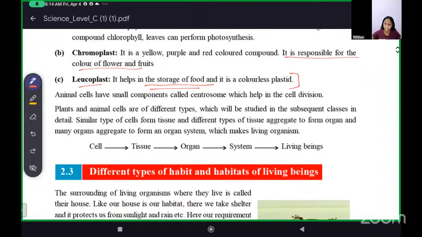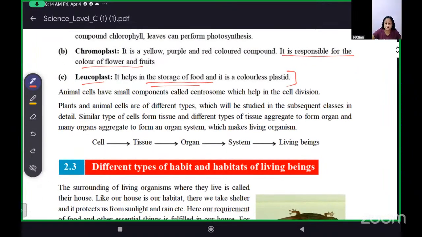Okay, now animal cells have small components known as centrosomes which help in division of cell. We know that in humans, cells can be divided. Okay, division of cells can take place. Now, plant and animal cells are of different types, which will be studied in subsequent classes in detail.